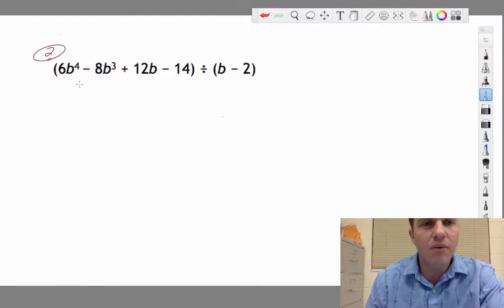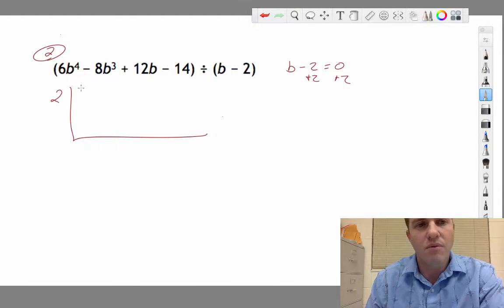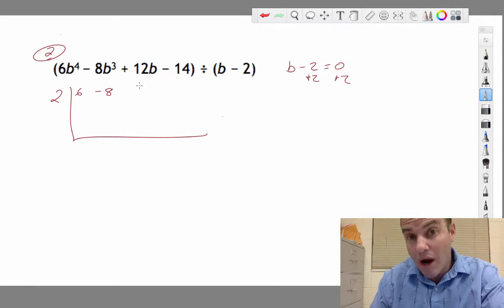So the next example, I have 6b to the fourth minus 8b to the third plus 12b minus 14 divided by b minus 2. So what's going to go on the left side is +2, because if I solve this, I add 2, and I get +2. I put my coefficients here, 6, -8. What you need to notice still is that the b squared is missing.